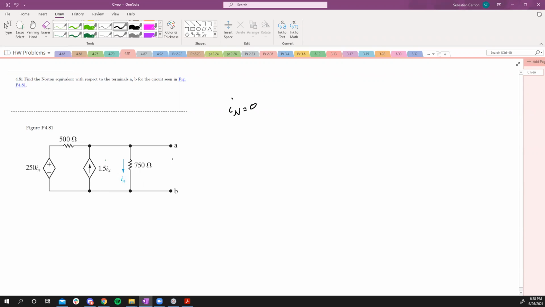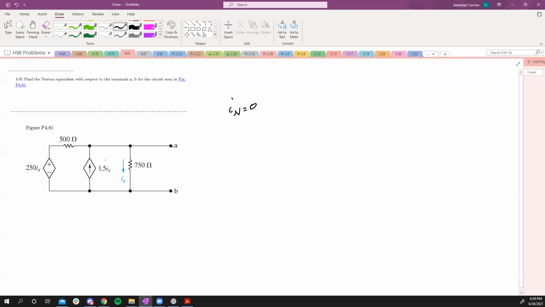whether it's a current or a voltage, we have to find the equivalent. So if it's a voltage, we want to find the current coming out of it. And if it's a current, we want to find the voltage across it.